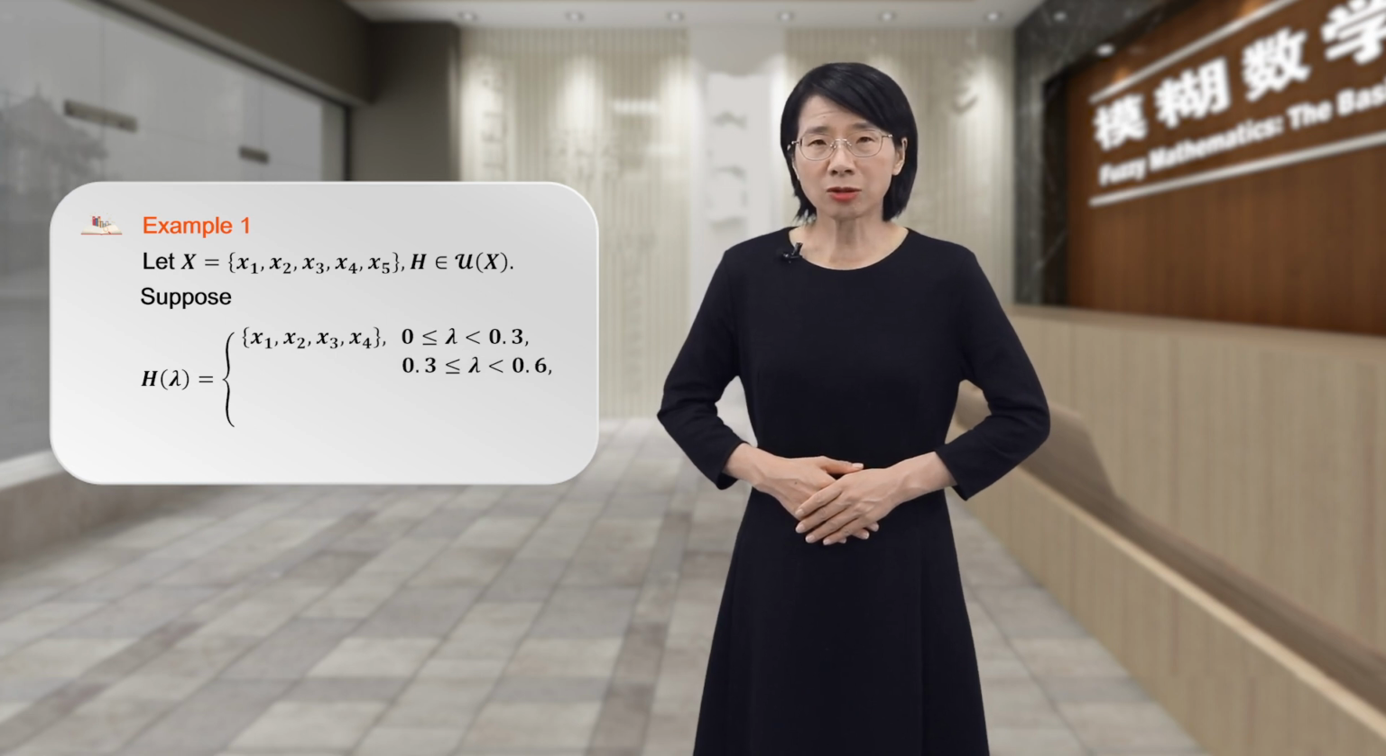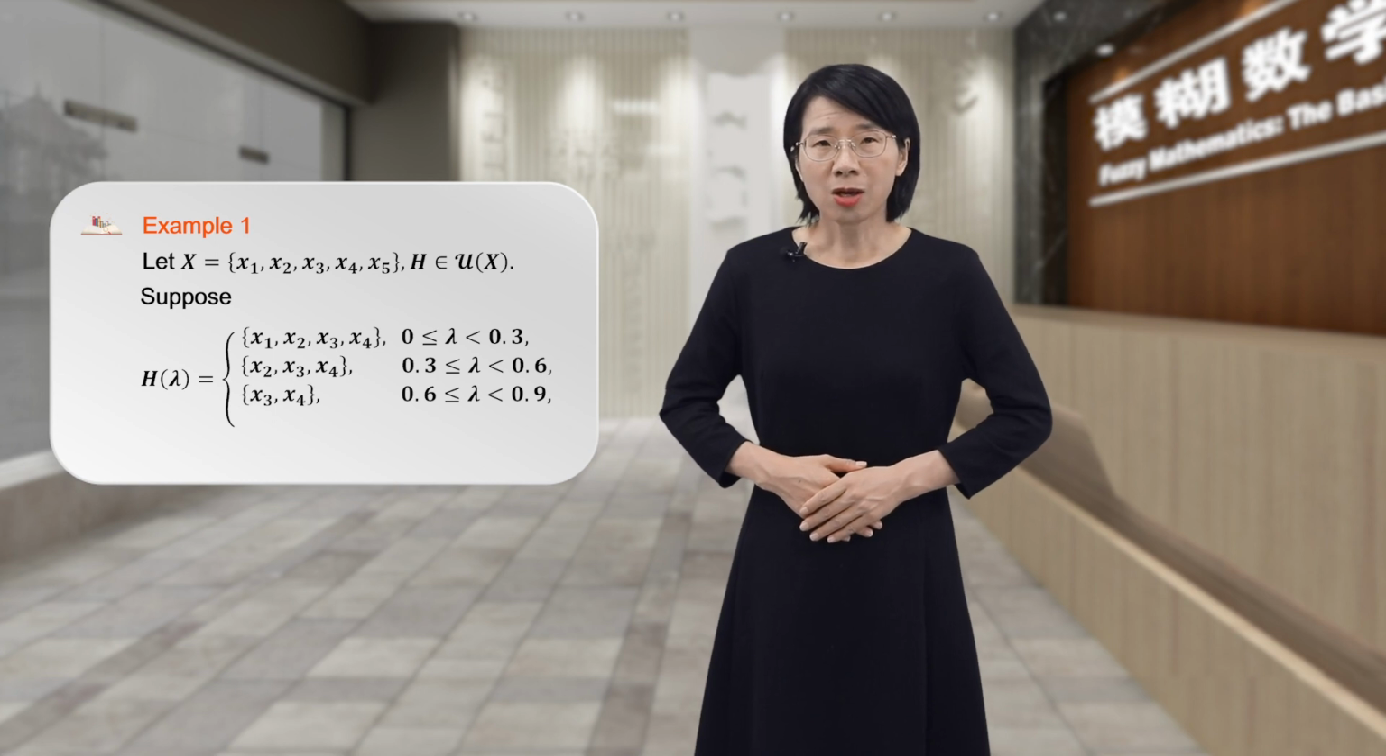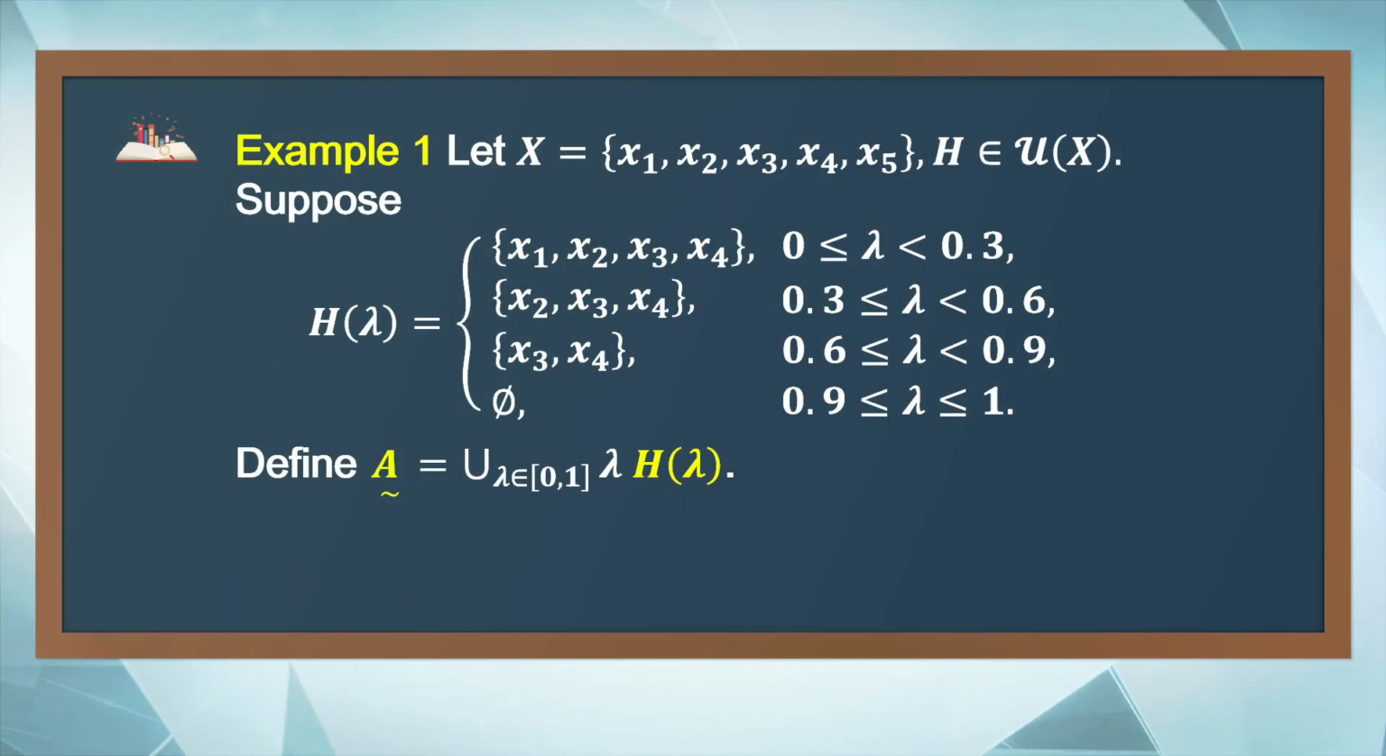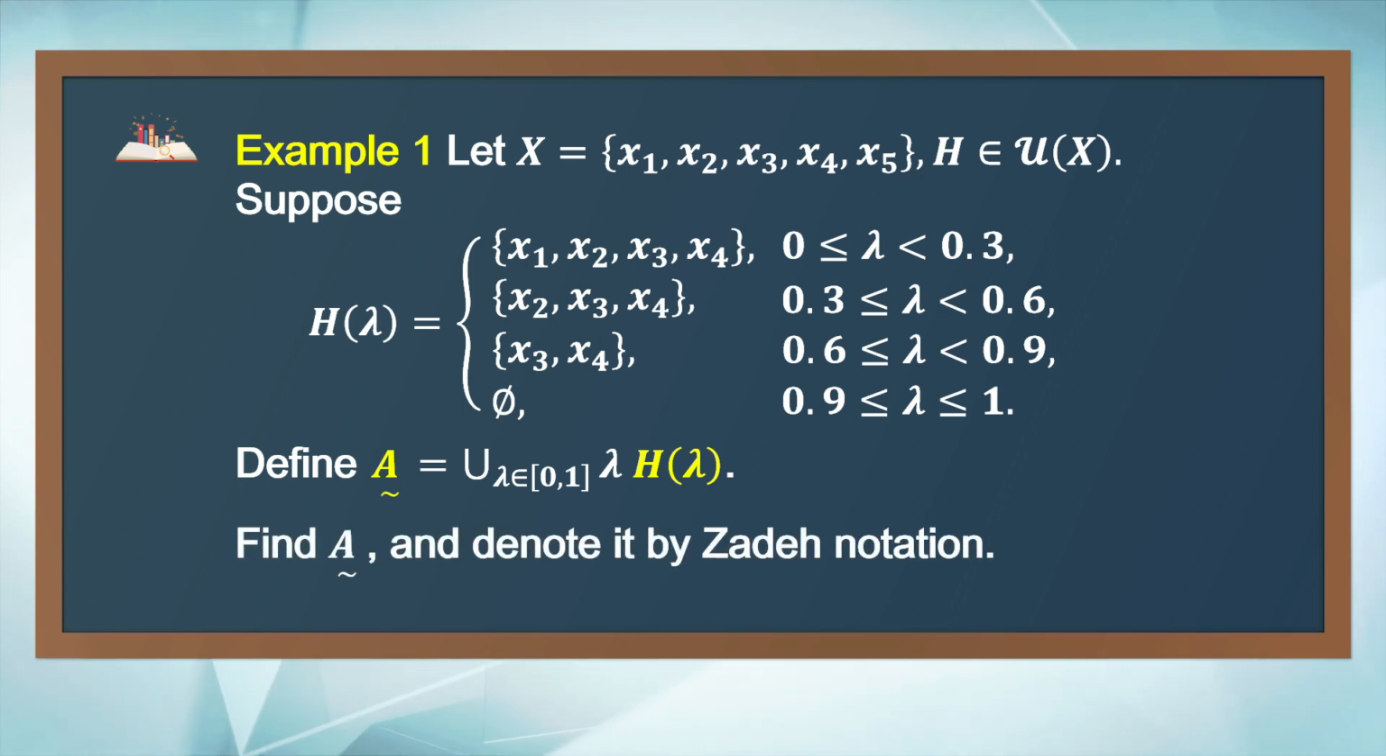If lambda is greater than or equal to 0.3 and less than 0.6, then h of lambda is the set of x2, x3, and x4. If lambda is greater than or equal to 0.6 and less than 0.9, then h of lambda is the set of x3 and x4. If lambda is greater than or equal to 0.9 and less than or equal to 1, then h of lambda is the empty set. Define A is the union of the scalar multiplication of lambda and h of lambda. Find the fuzzy set A and denote it by Zadeh notation.